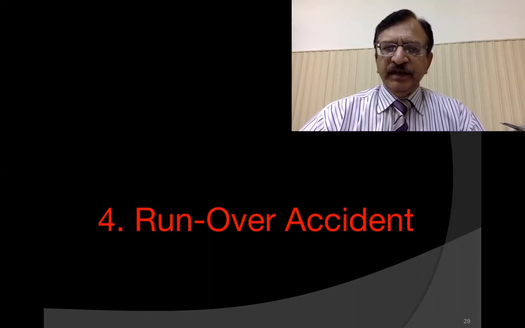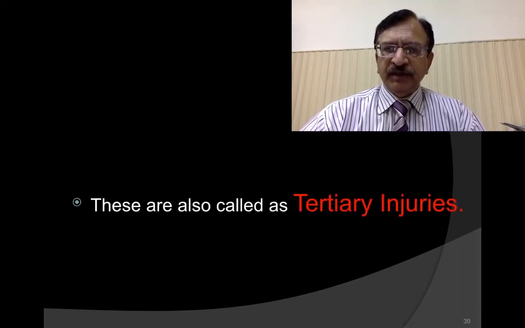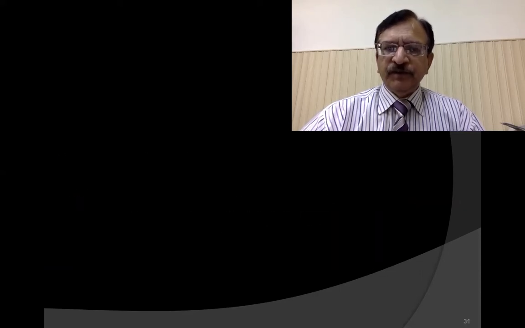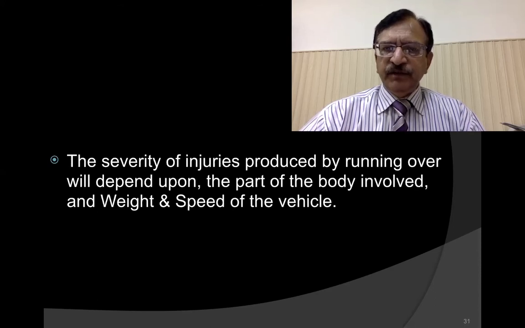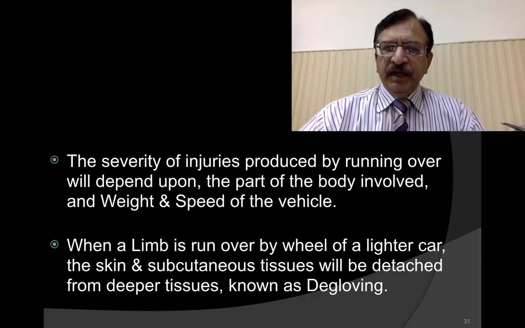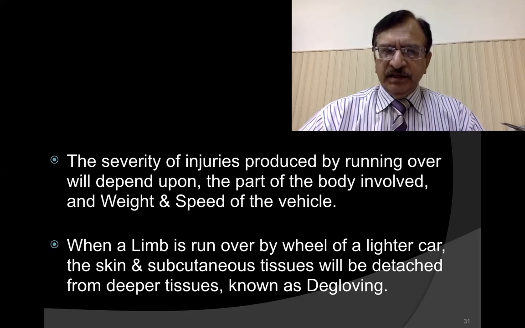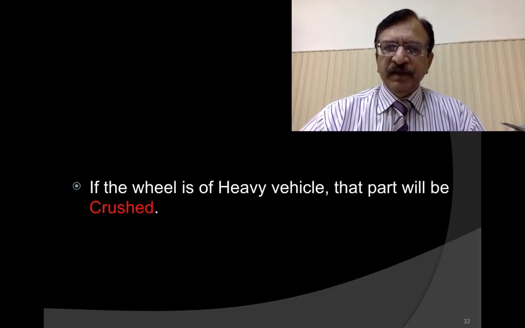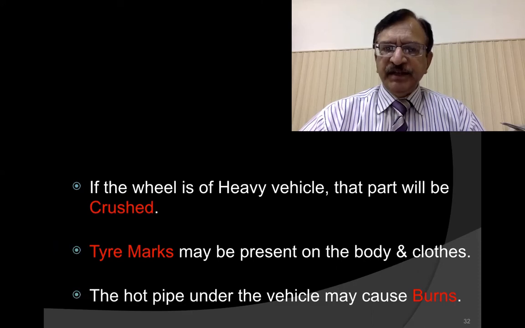Then in a run-over accident, the person is thrown forward. These are also called tertiary injuries. Children are usually involved, and the severity of the injury produced by running over depends upon the part of the body involved. When a limb is run over by the wheel of a lighter car, the skin and subcutaneous tissues are detached from the deeper attachments, called degloving. If it is the wheel of a heavy vehicle, it will crush the part. The tire marks will be seen.